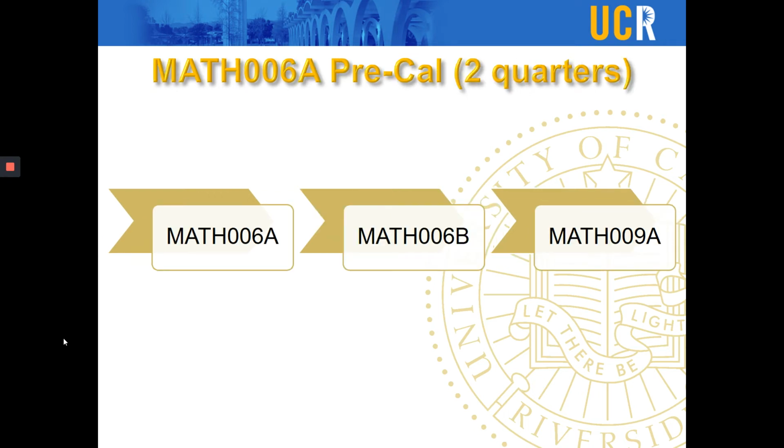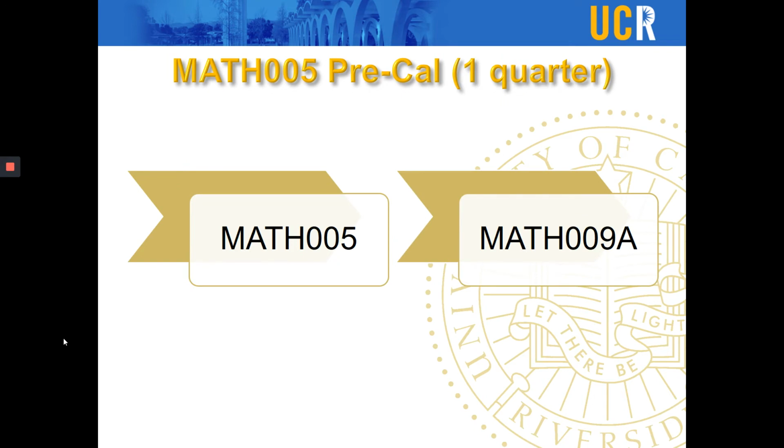With Math 6A placement and successful completion, students will then take Math 6B. Upon successful completion of 6B, students will move into Math 9A. Please note there is no Math 6B placement, only Math 6A. With Math 5 placement and successful completion, a student will then take Math 9A. Do not take Math 6A.